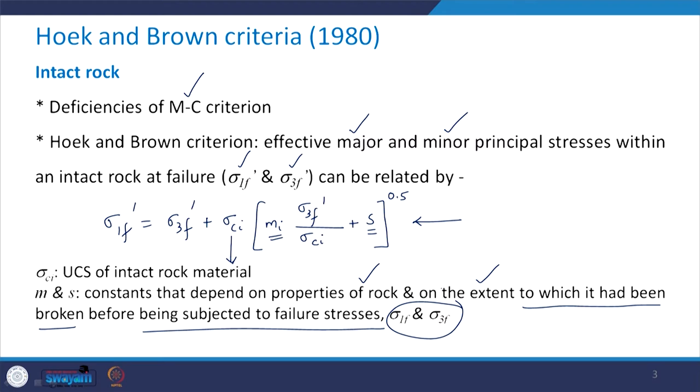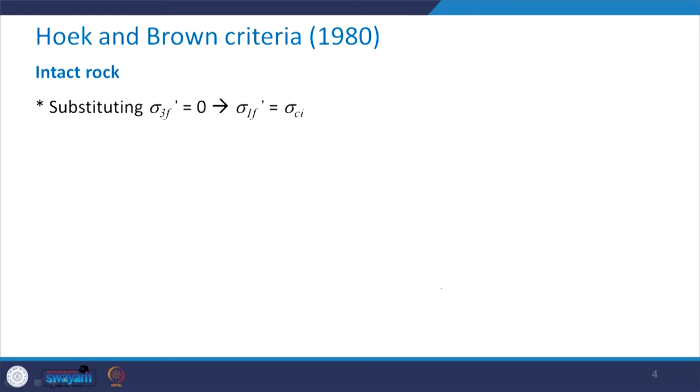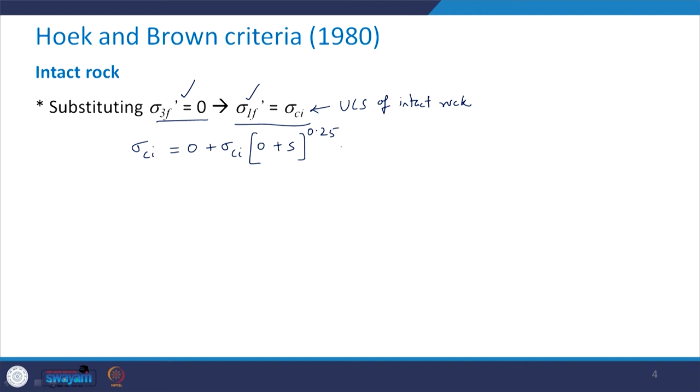Now, in case of this equation, if we substitute sigma 3f equal to 0, that means confining pressure is equal to 0, what we are going to get as an axial stress will be the UCS of the intact rock. So, just substitute these values in the expression, and what you are going to get is sigma ci equal to, first term will become equal to 0 plus sigma ci, and then inside the bracket first term will become equal to 0 plus s to the power 0.5. And what this equation gives me is that for this equation to be satisfied, this s should be equal to 1.